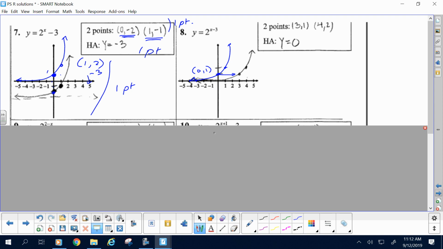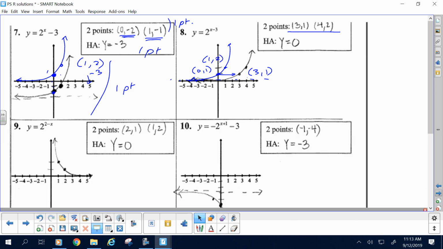So instead of 0, 1, it goes to 3, 1. This point was 1, 2. We're shifting the x, adding it to 3, so it changes to 4, 2. So your points are 3, 1, and 4, 2. The asymptote is exactly the same, y equals 0. And then the graph you can see. 3 points, mark off for anything you missed.